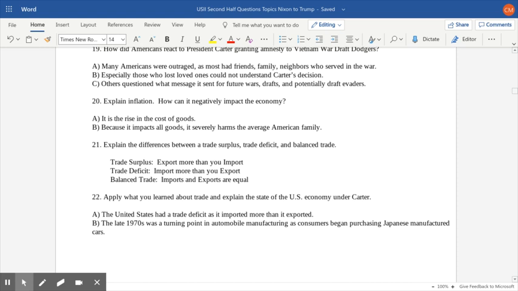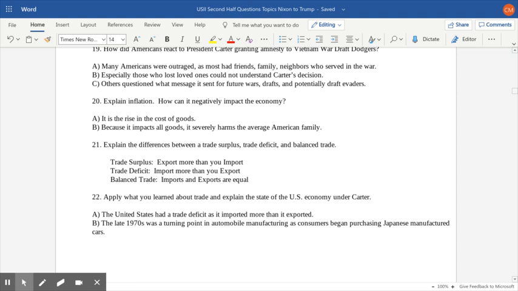We also have a lot of extra dollars that are now circulating within the American economy. We've gone into additional debt, upwards of $25 trillion in debt now. So when you think about the value of the American dollar, the value of the American dollar is going down, then obviously the prices of goods, because the dollar is worth less, they may need more dollars in order to sell you a particular good or service. So inflation is the rise in cost of goods. Because it impacts all goods, it severely harms the average American family.